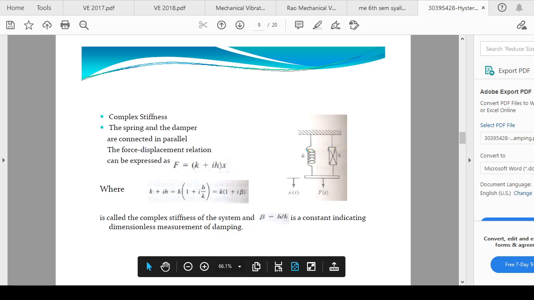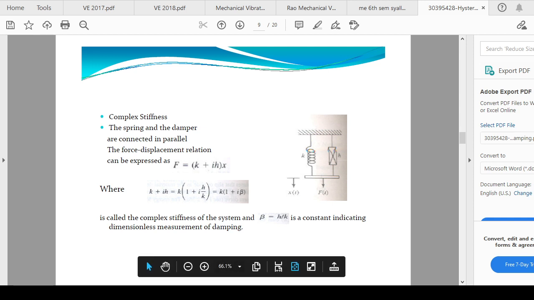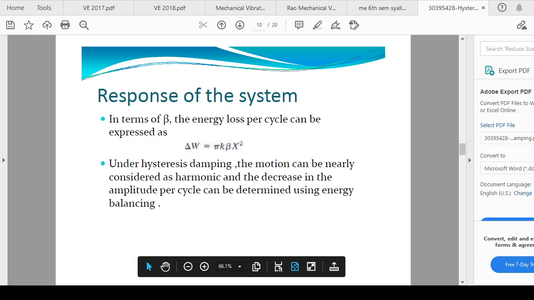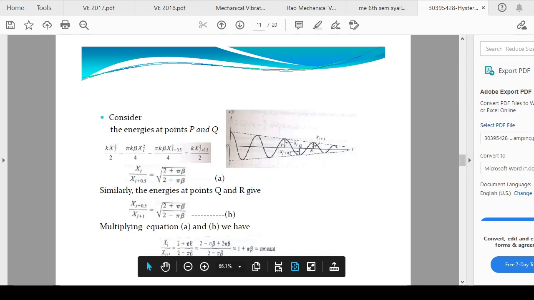For the force displacement relationship, you can write F equals (k plus i h) into x, where k plus i h equals k into (1 plus i beta). In this way you can calculate this relationship. For the response of the system, you can quote this equation, where in terms of beta the energy loss equals pi k beta X square. Under hysteresis damping, the motion can be nearly considered harmonic, and the decrease in amplitude per cycle can be determined using energy balance equations. So this is all about the characteristics of this system. You can also go through it.